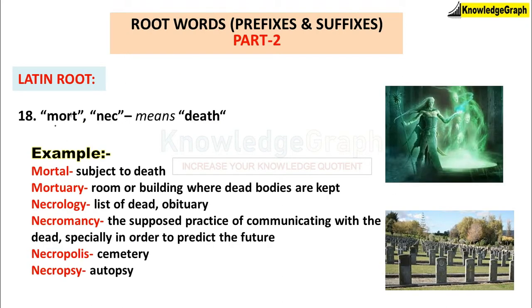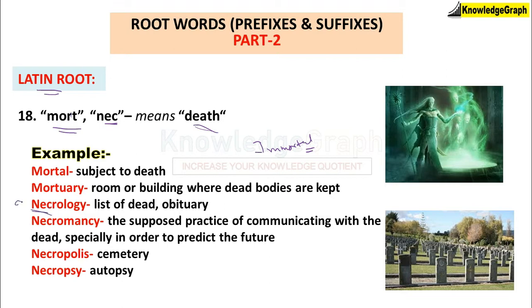Next up we have mort or necr. This is again a Latin root word which means death. So these both root words mean death. Mortal is someone who is subject to death. Someone who has to die one day or the other is called a mortal. Immortal means someone who never dies. Mortuary is the room or building where dead bodies are kept. These are basically rooms where the dead bodies are kept.